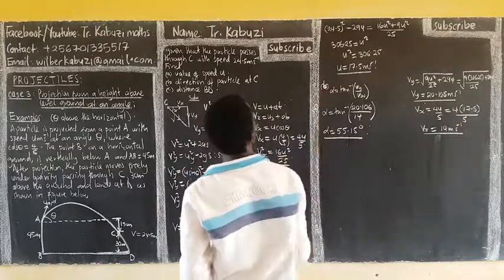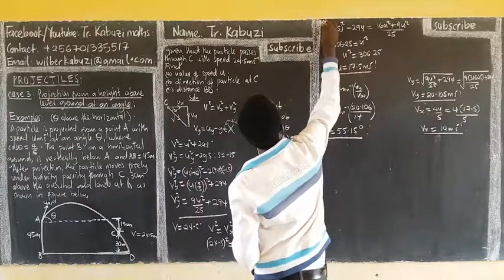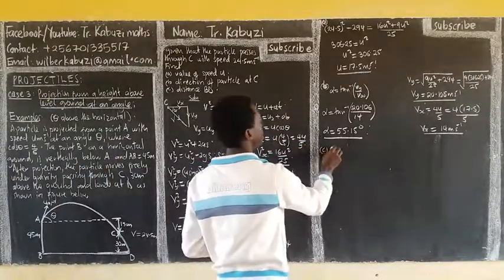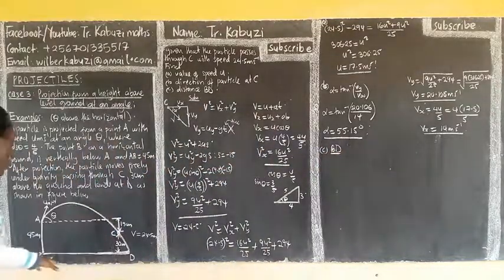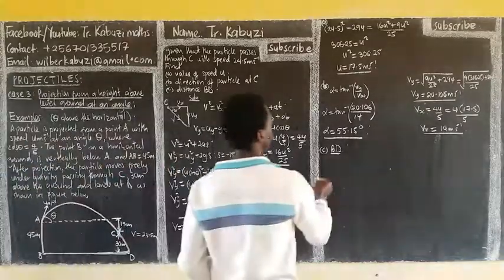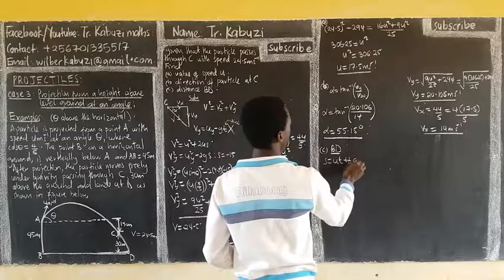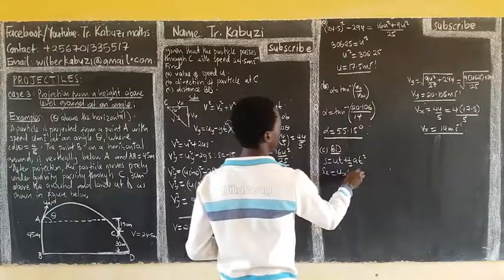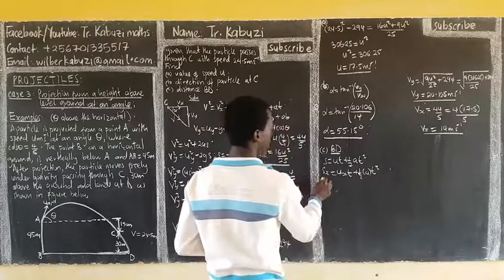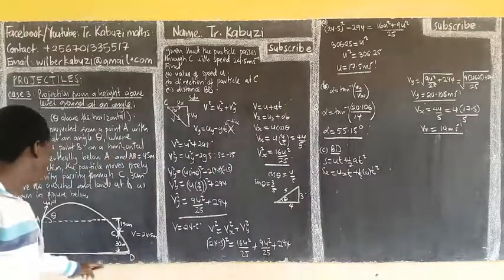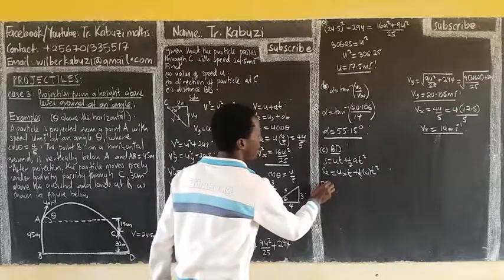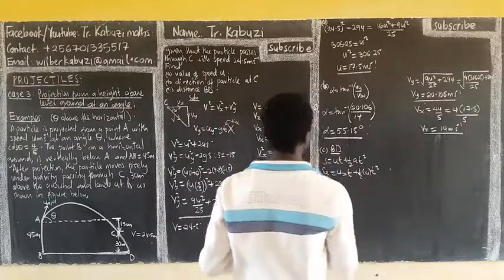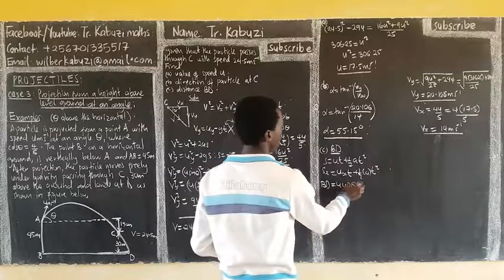This is our part B, not A; that was part A. After getting the direction at point C, they are asking me to get the distance BD. Remember, BD is the horizontal distance from here when the particle has reached this point. There I use the second equation, s equals ut plus a half at squared. My sx will be uxt, plus a half a t squared, but the horizontal acceleration is zero. So sx is the distance we want, which is BD. Our ux is given by u cos theta, times t.